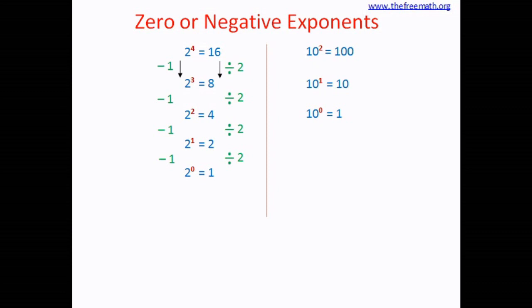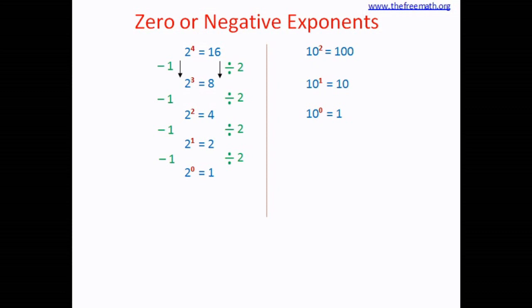And after 10 to the power of 1, reduce the exponent further by 1, so you get 10 to the power of 0. Divide 10 by 10, so you get 1. So 2 to the power of 0 is 1, 10 to the power of 0 is 1. Even if you do this for 20, 40, 100, for any number, the power 0 equals 1.